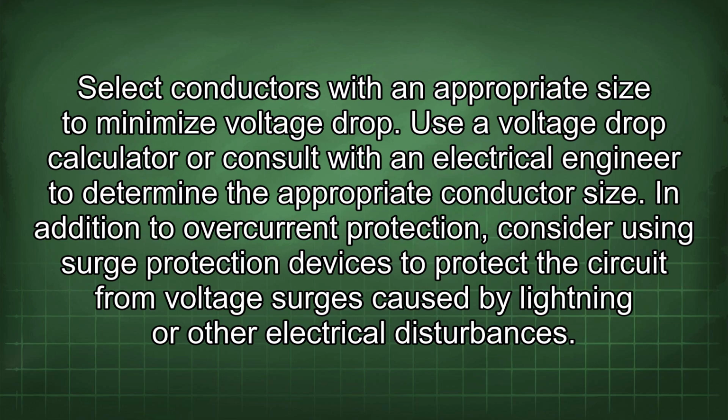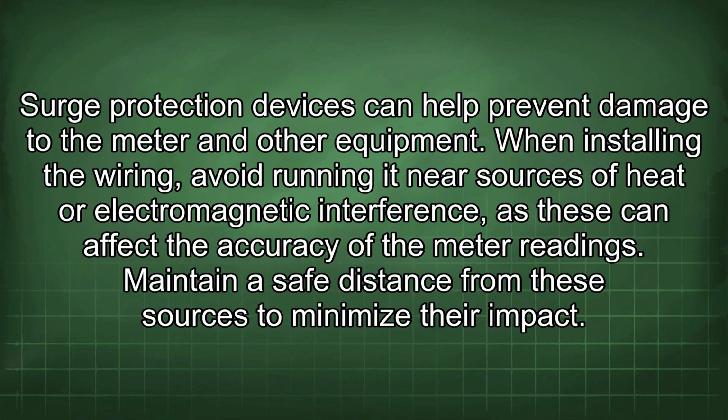In addition to overcurrent protection, consider using surge protection devices to protect the circuit from voltage surges caused by lightning or other electrical disturbances. Surge protection devices can help prevent damage to the meter and other equipment. When installing the wiring, avoid running it near sources of heat or electromagnetic interference, as these can affect the accuracy of the meter readings. Maintain a safe distance from these sources to minimize their impact.